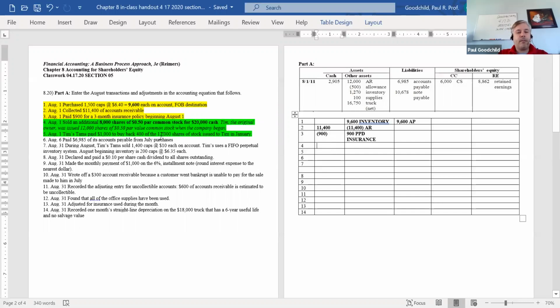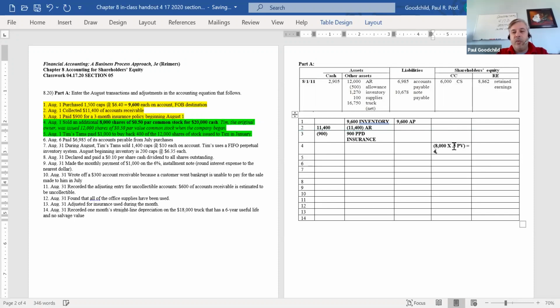Okay. So let's take it piece by piece. 8,000 shares of 50-cent par value common stock. So we have 8,000. You can see the common stock is included in contributed capital, but we should know that times 0.5 par value. And so that equals $4,000 common stock.